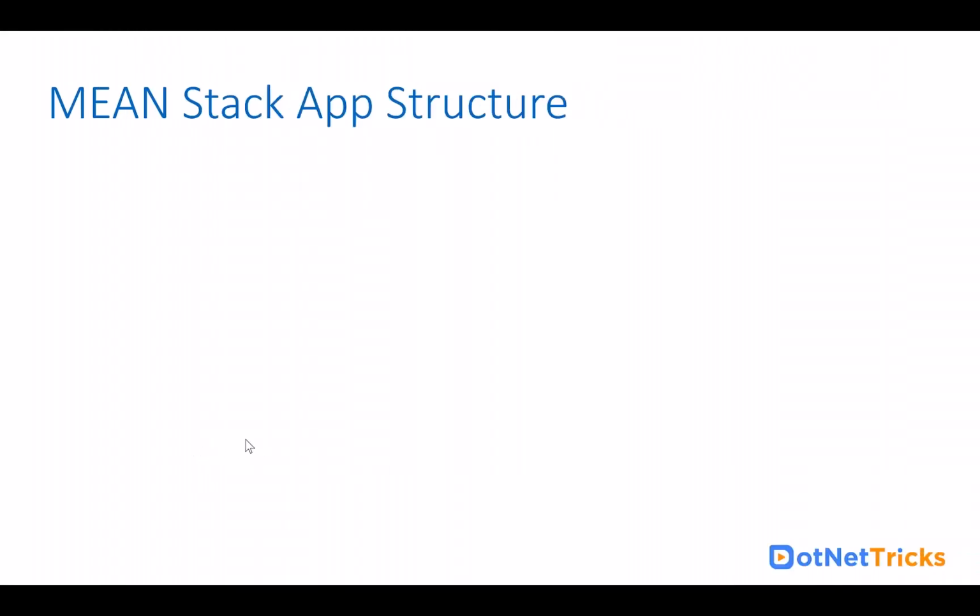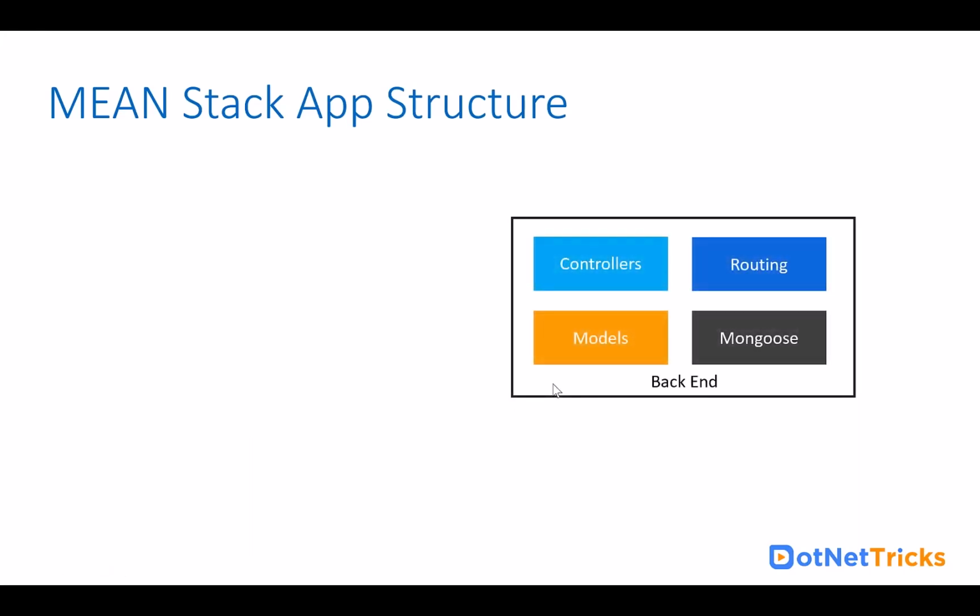MEAN stack app structure. Now let's understand how we will design our MEAN stack app. Here we will create the backend using Express.js. We will define the controllers for writing our logic so that we can query the data from the database. Here we will use the ORM as Mongoose. Mongoose is an ODM, an object data model, which is used with Node.js to query MongoDB.